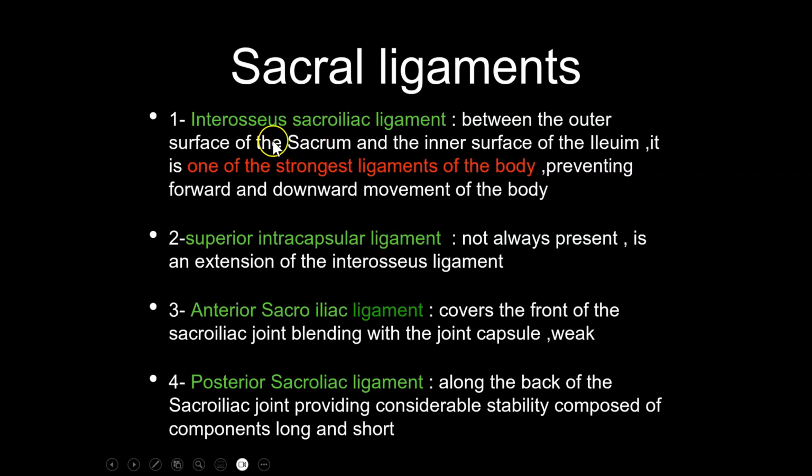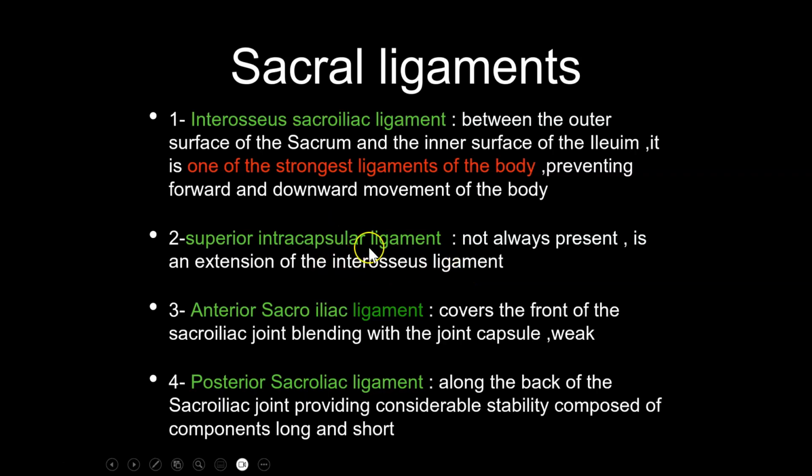At the bony level is the stronger joint, interosseous, between the osseous, the bone of the sacrum, and osseous, the bone of the iliac bone. And we have an anterior sacroiliac ligament in front of the sacroiliac joint, and the posterior sacroiliac ligament giving stability, composed of short and long components, and the superior intracapsular ligament, which might be absent. It's not always present, and it's not very important.